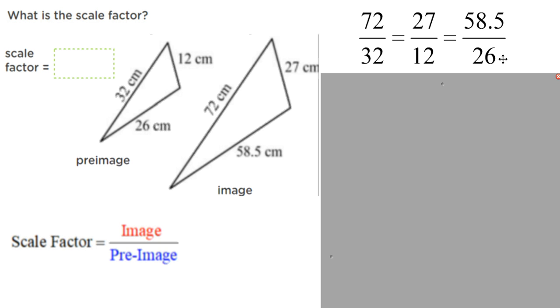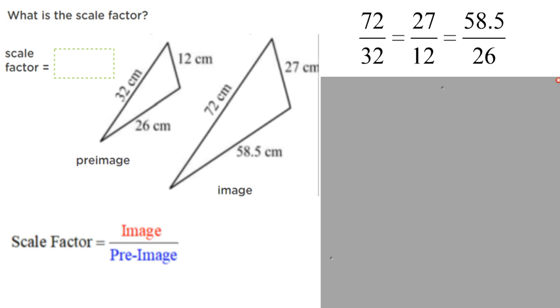So thinking about simplification, we talk about the greatest common factors that we could divide out from each number. And so if we think of 72, well, that comes from 8 times 9, and 32 comes from 8 times 4. They have a greatest common factor of 8 to divide out. 27 comes from 3 times 9, and 12 comes from 3 times 4. They have a common factor of 3 you can divide out.